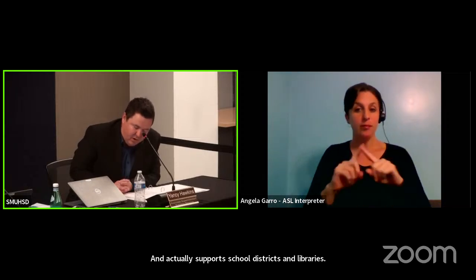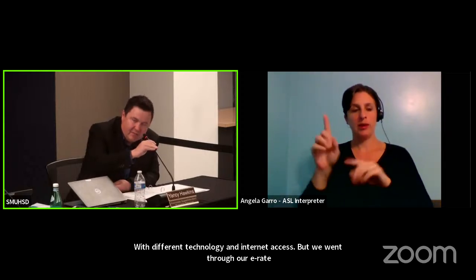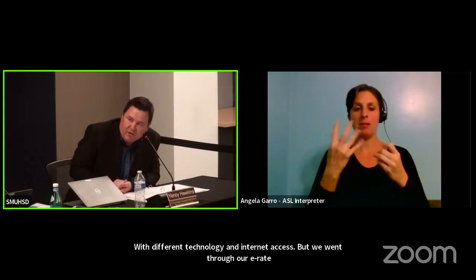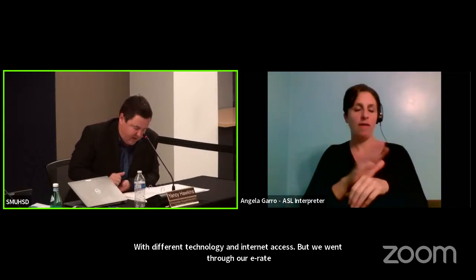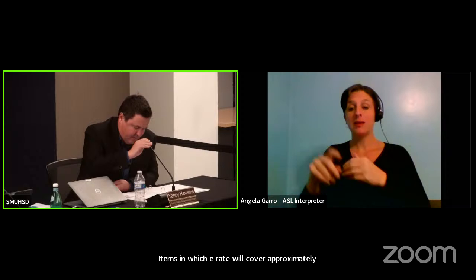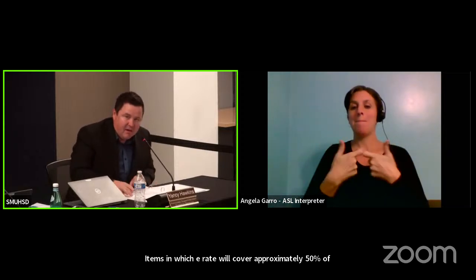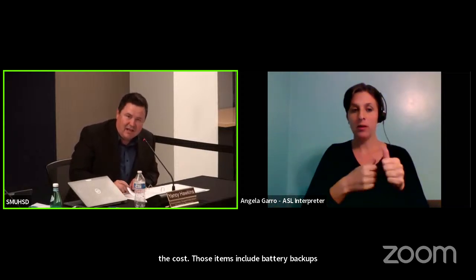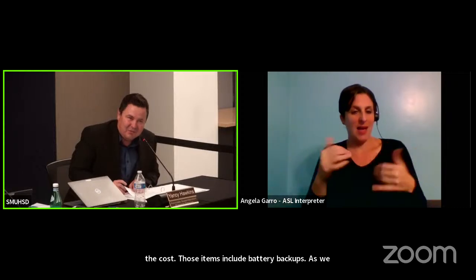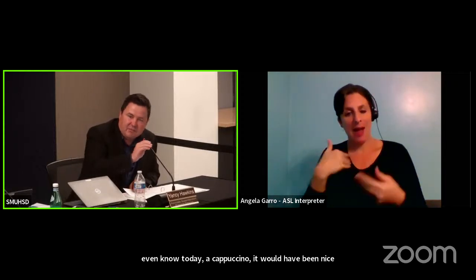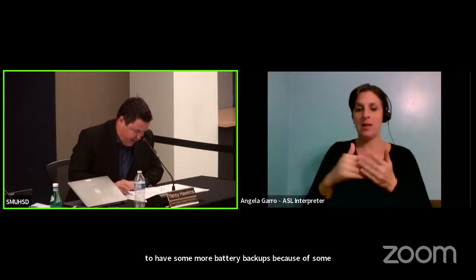But we went through our E-rate consultant, Infinity Consulting, and we went out to bid on a number of items in which E-rate will cover approximately 50% of the cost. Those items include battery backups. As we even know today at Cappuccino, it would have been nice to have some more battery backups because of some PG&E issues over there.